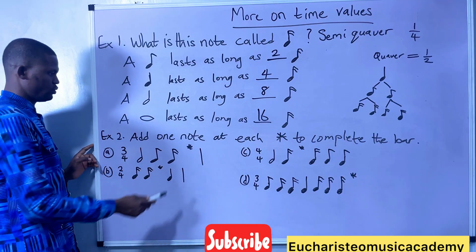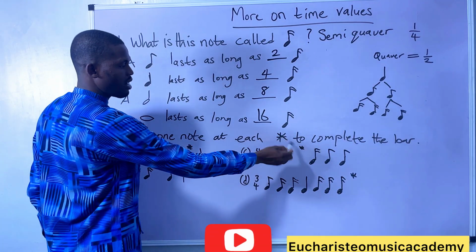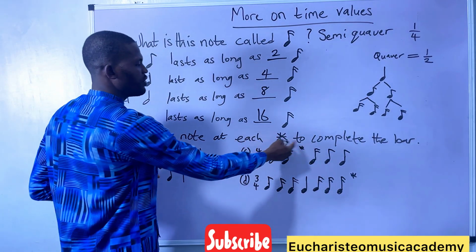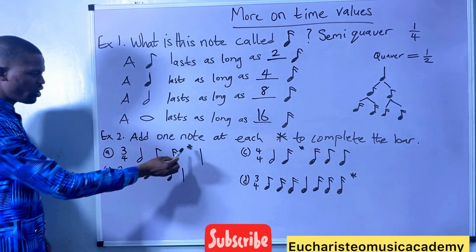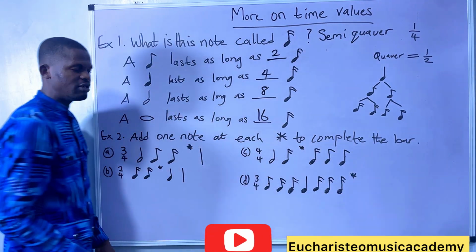Add 1 note at each asterisk mark to complete the bar. That is to say, wherever you find an asterisk, a note is missing there.